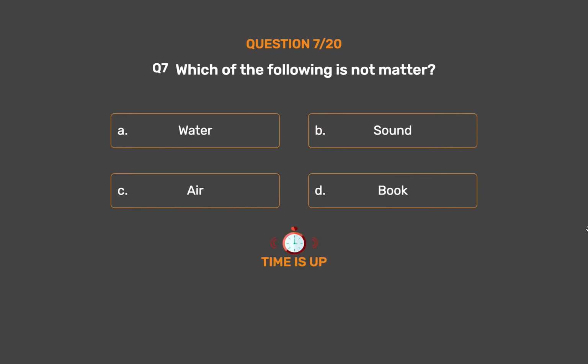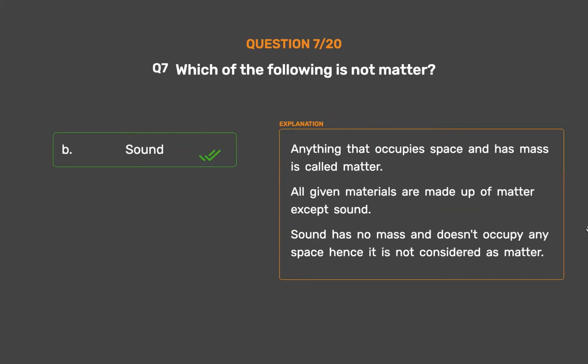The correct answer is option B. Sound. Anything that occupies space and has mass is called matter. All given materials are made up of matter except sound. Sound has no mass and doesn't occupy any space, hence it is not considered matter.